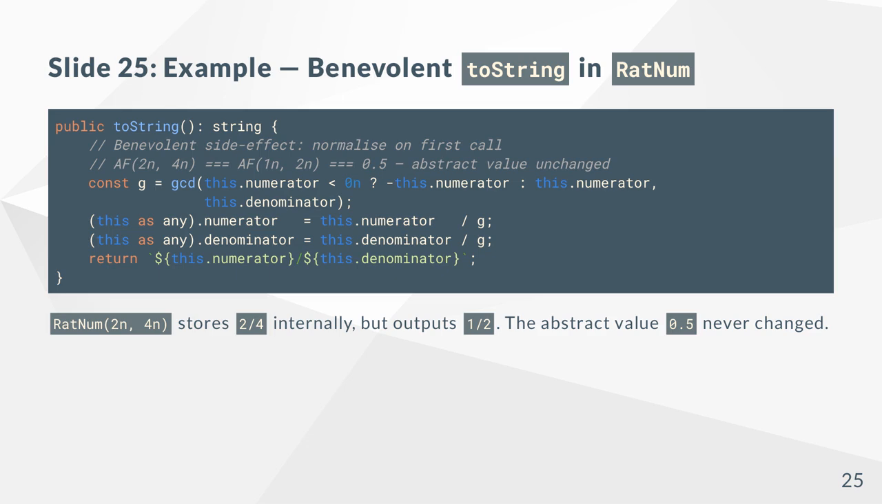Here is a concrete benevolent side effect in RatNum's toString method. The method normalizes the fraction on the first call, reducing 2/4 to 1/2. The abstract value, 0.5, has not changed, but the internal rep has. Since the client only sees the abstract value, this mutation is completely safe. Note, this pattern uses a typecast to bypass TypeScript's readonly check. Use it only when you are certain the abstract value is preserved.